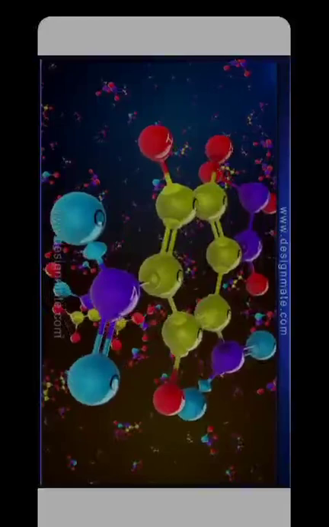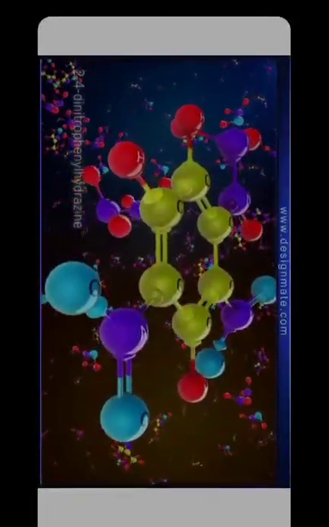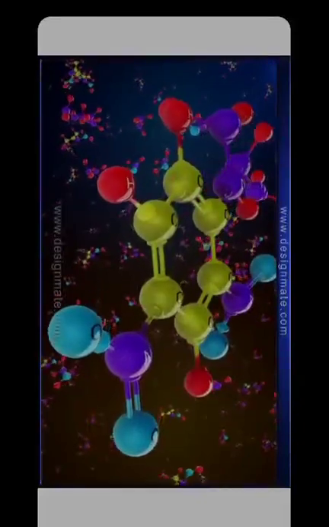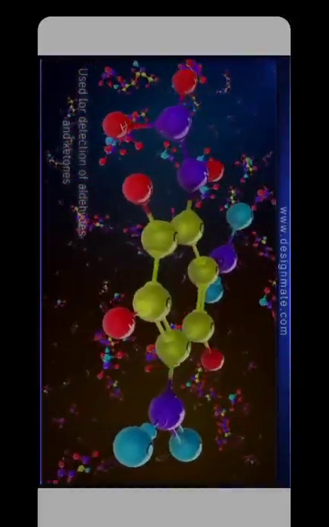We will now study a characteristic reaction given by 2,4-dinitrophenylhydrazine. It is used as a test for the detection of aldehydes and ketones.